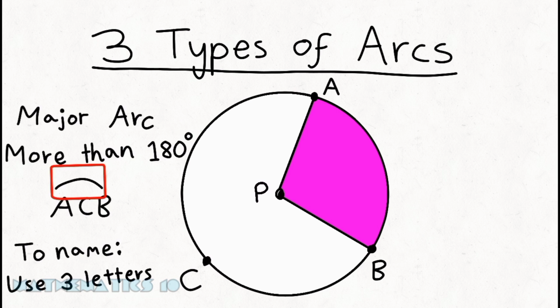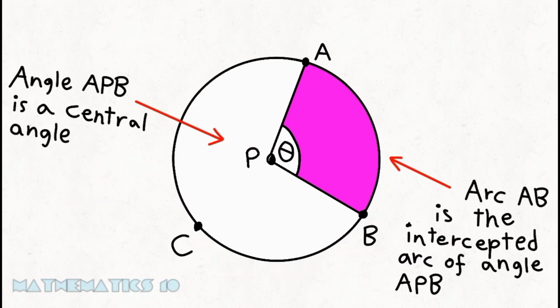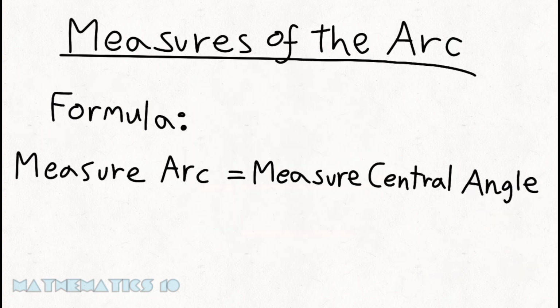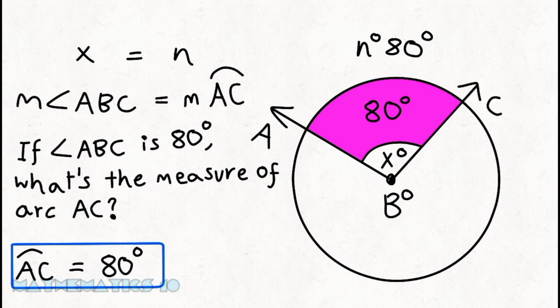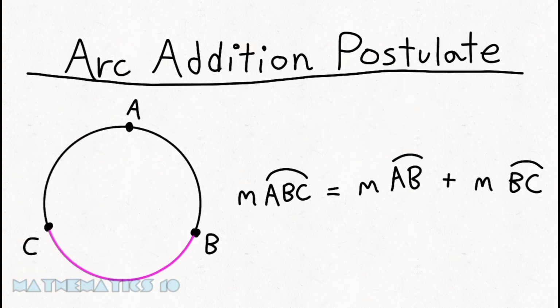A central angle of a circle is an angle formed by 2 radii and its vertex is the center of the circle. In a circle, the measure of the central angle is always equal to the measure of its intercepted arc. The measure of an arc formed by 2 adjacent non-overlapping arcs, arcs that share exactly 1 point, is equal to the sum of the measures of these 2 arcs.